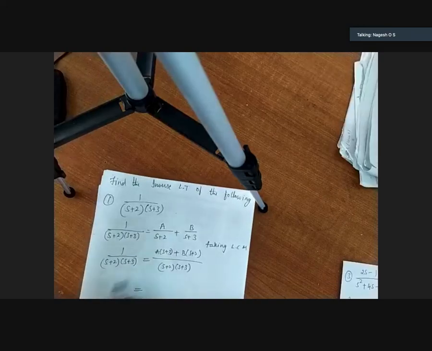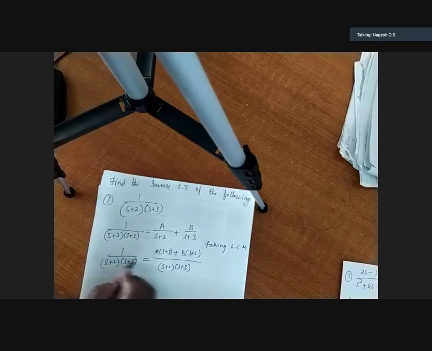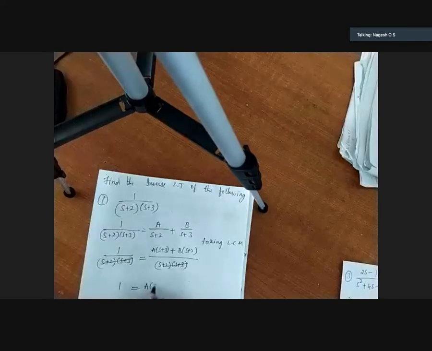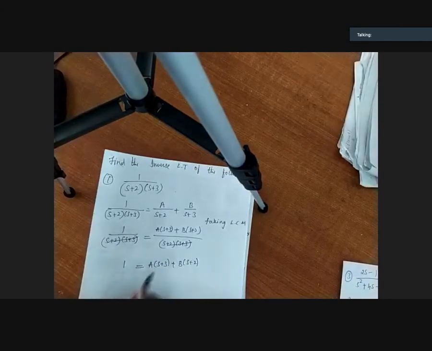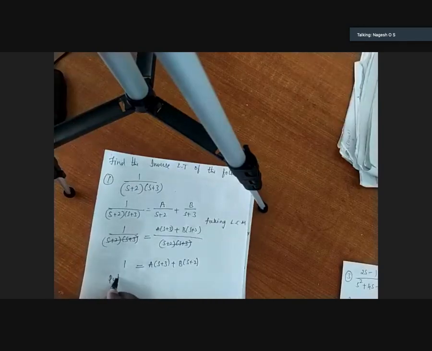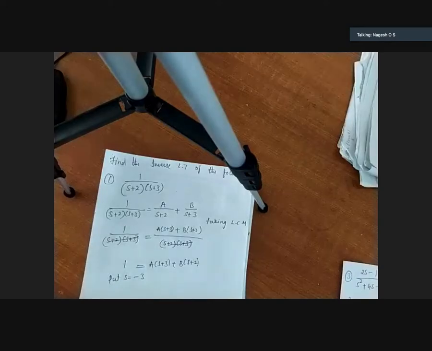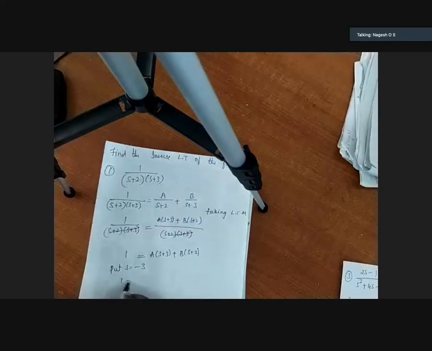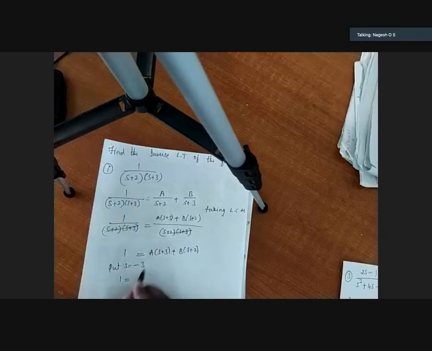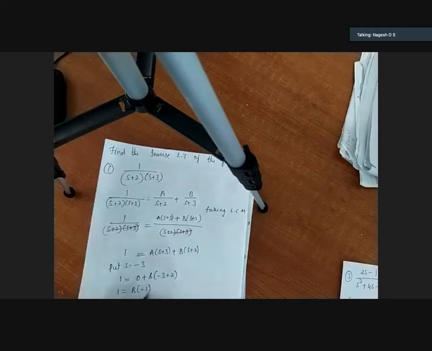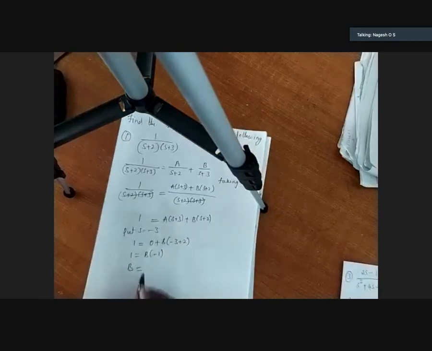The denominators get cancelled, so 1 equals A into (s plus 3) plus B into (s plus 2). We need to make one term 0. For that, put s equal to minus 3. Then the first term becomes 0 because minus 3 plus 3 is 0, and 1 equals B into (minus 3 plus 2), which is B into minus 1. So B is equal to minus 1.